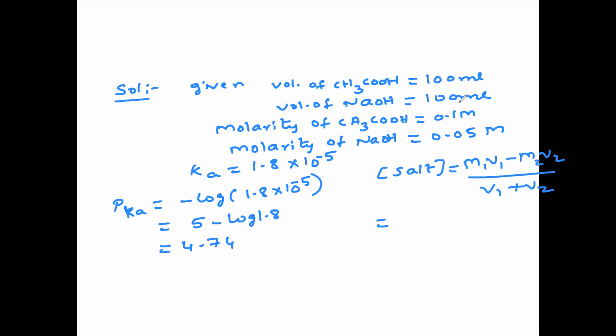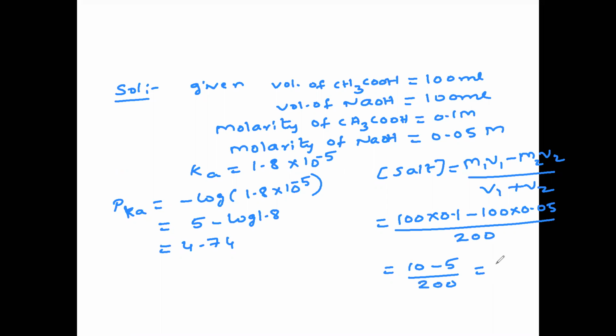So M1V1 is 100 ml into 0.1. So that is equal to 100 into 0.1 minus 100 into 0.05, divided by 200. Please try to understand. That is equal to 100 into 0.1 is 10, minus 5, by 200, which is equal to 0.025.